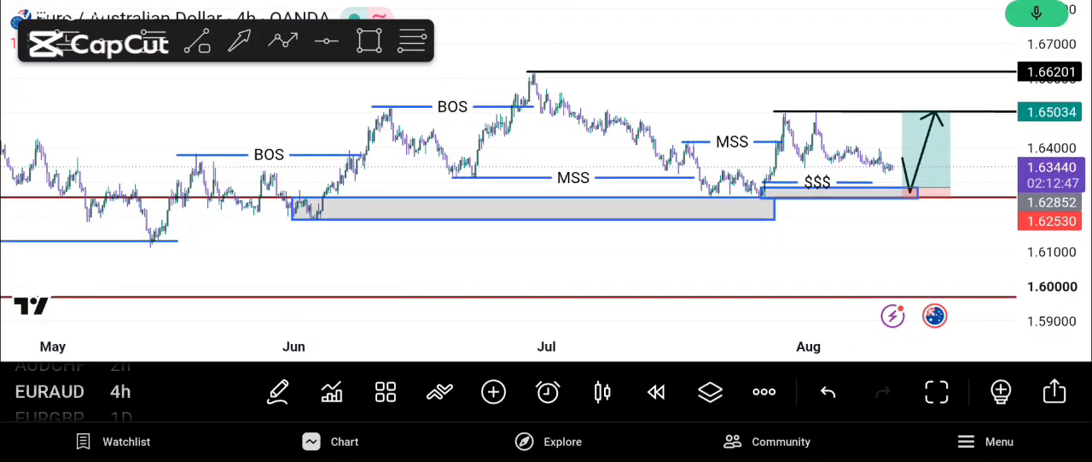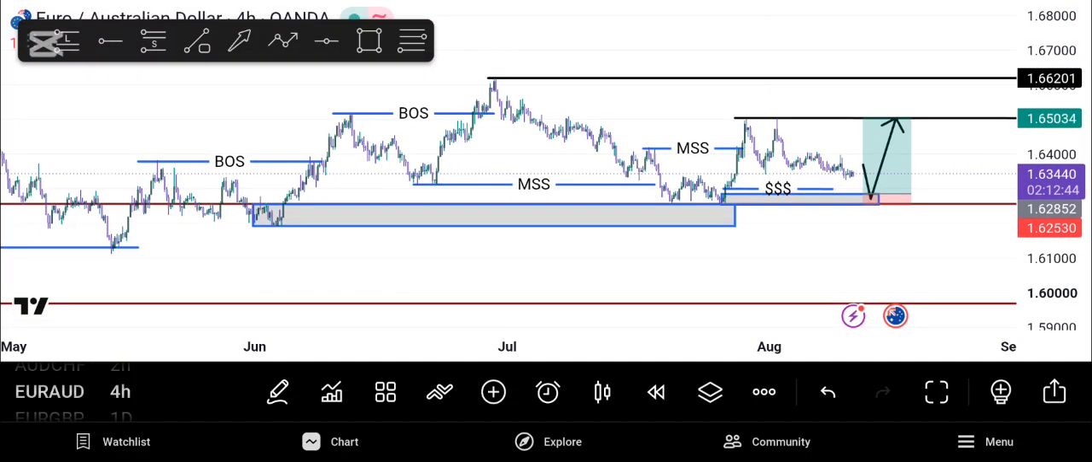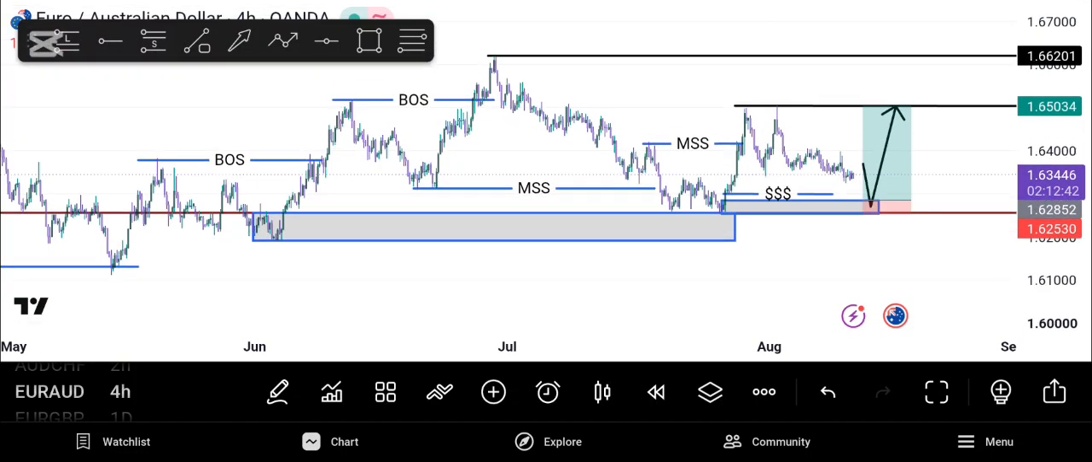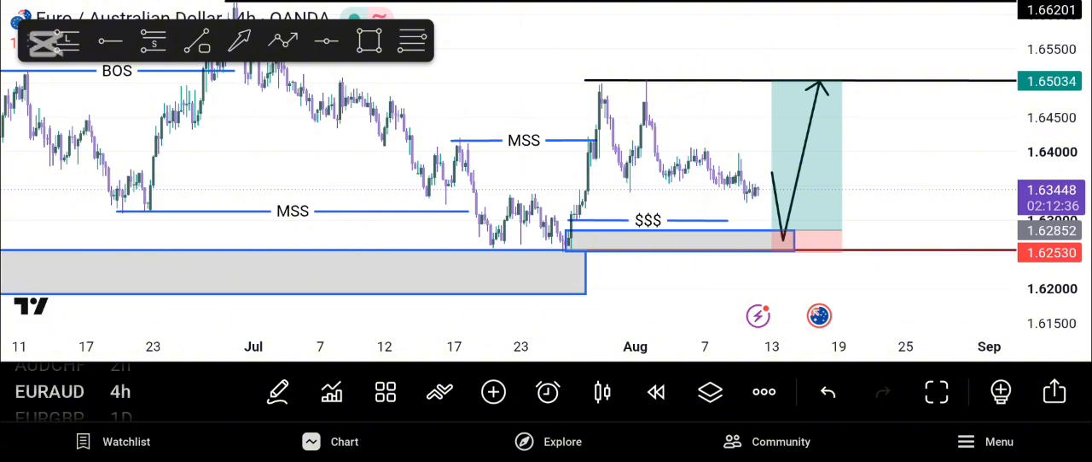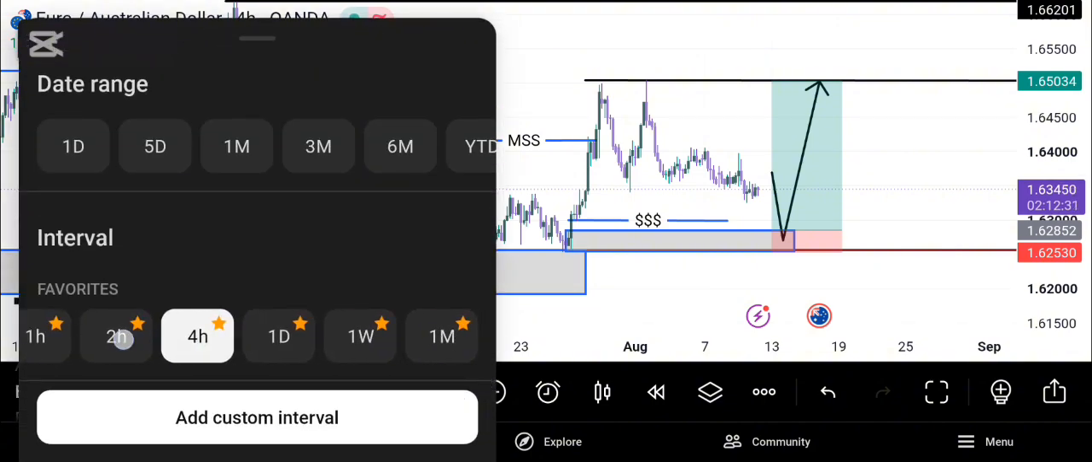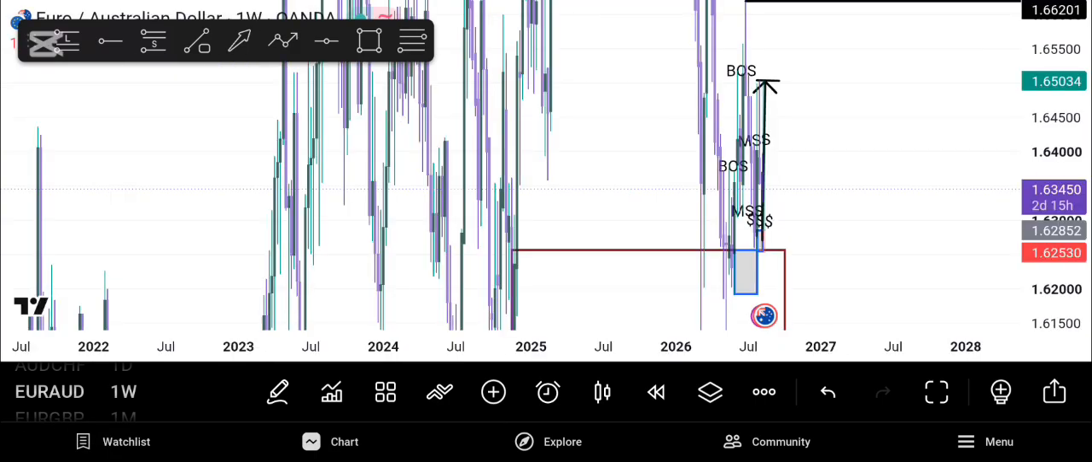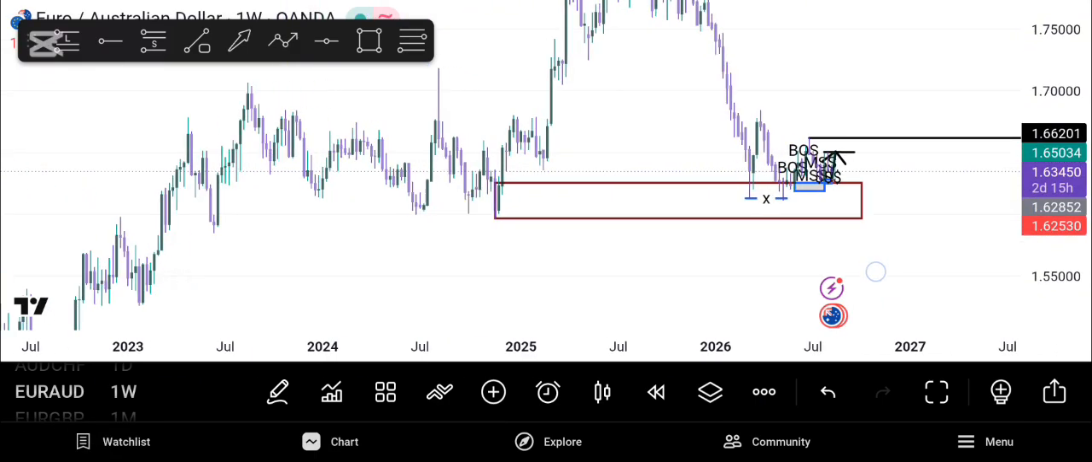So this is Euro AUD, the Euro versus the Australian dollar. Since I already did my analysis on the trade, you can see I'm waiting for my setup right here. I'll just go from the high time frame and come back down to show you exactly what I was doing. I did not record the analysis, so let's map this out.